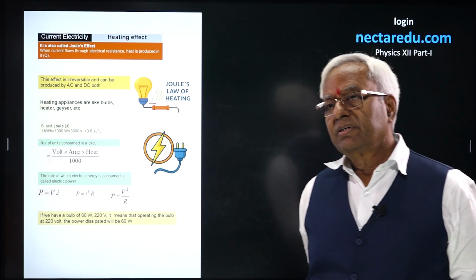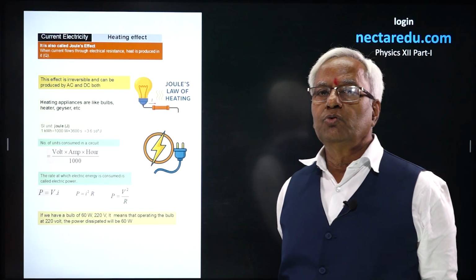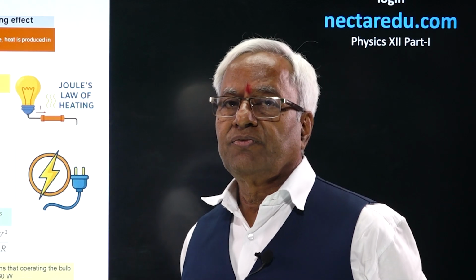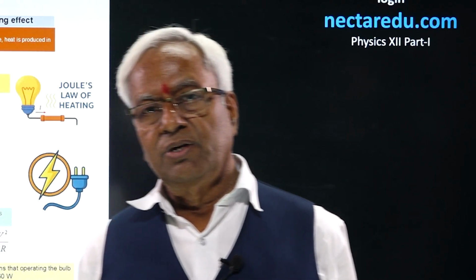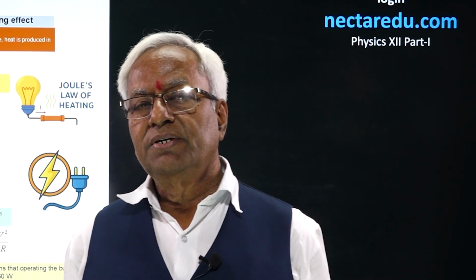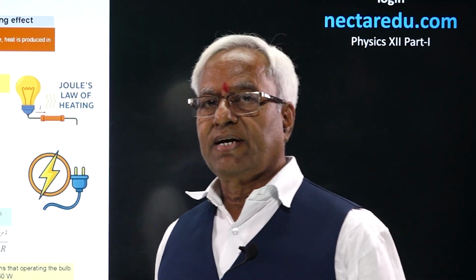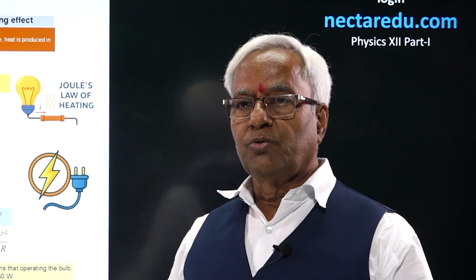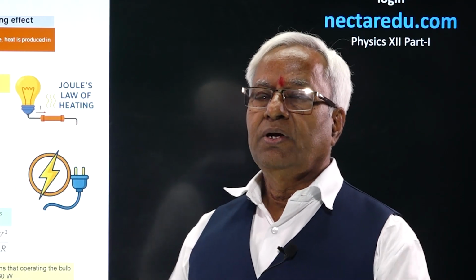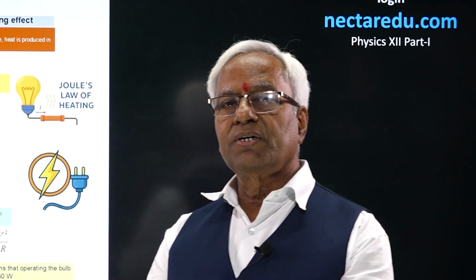The heating effect of electricity is also known as Joule's effect. First of all, you must know that the obstruction, hindrance or opposition created by the material in the flow of current is known as resistance, and because of that resistance, whenever the current flows through it, heat is produced. But this effect, that is called Joule's effect, is not reversible.